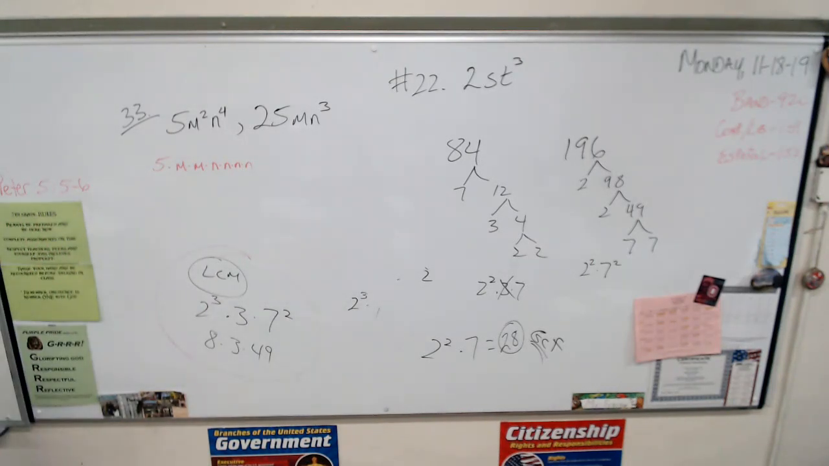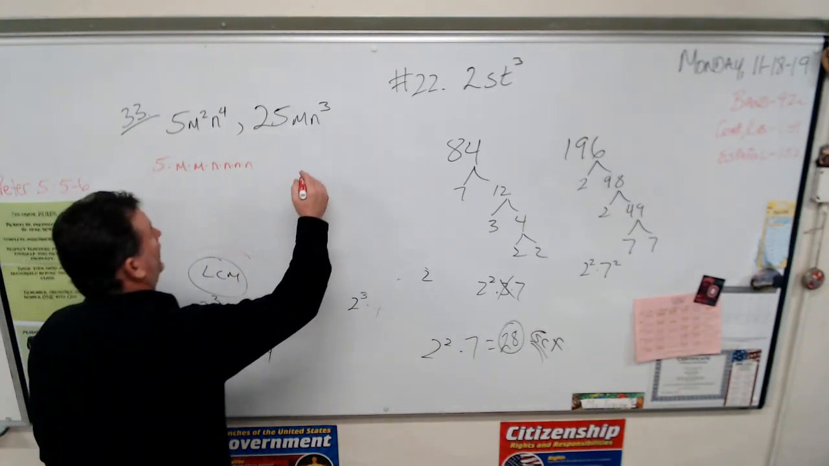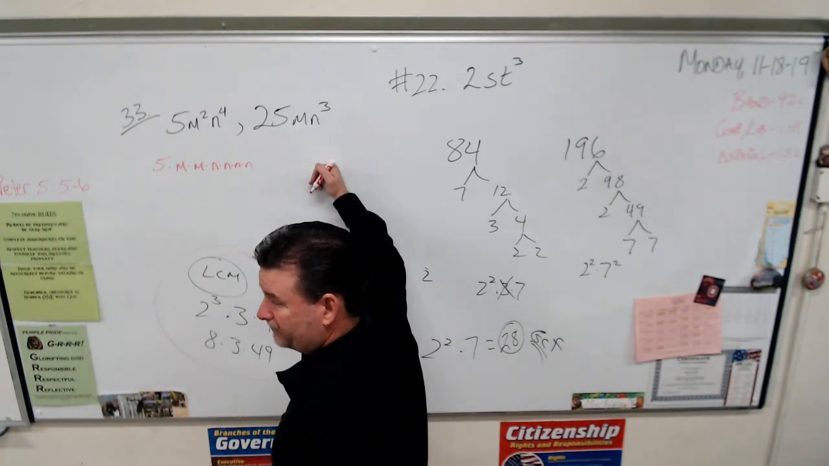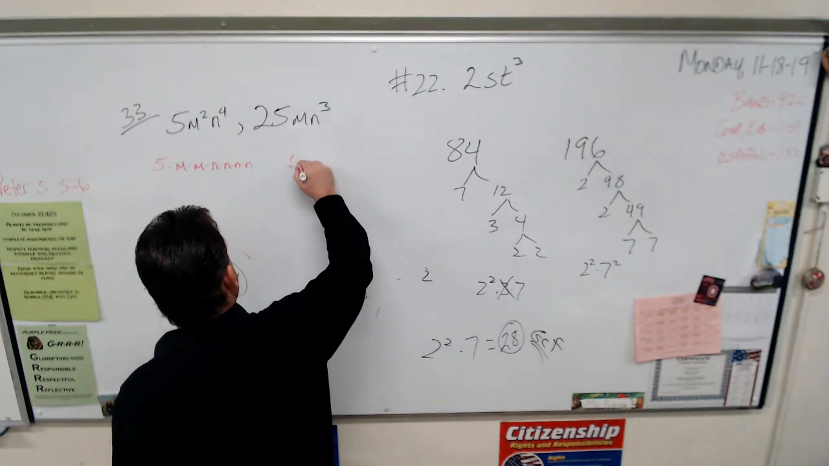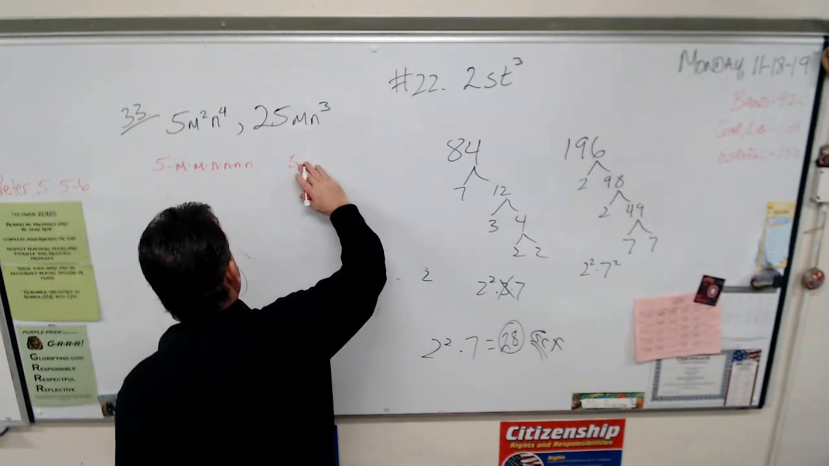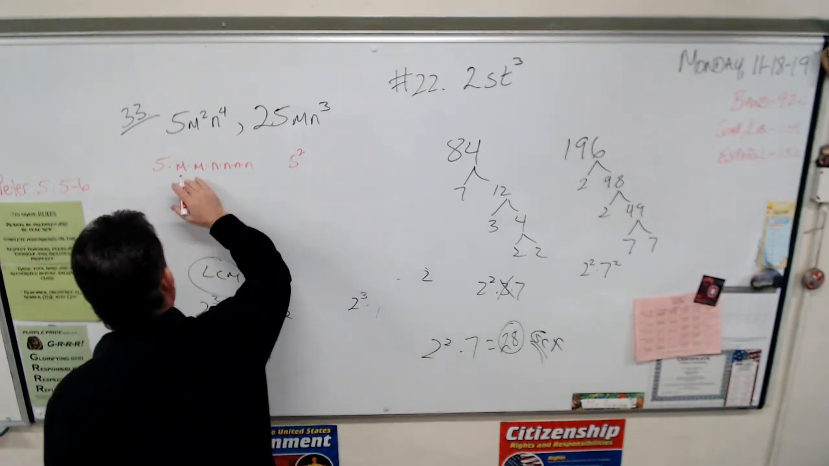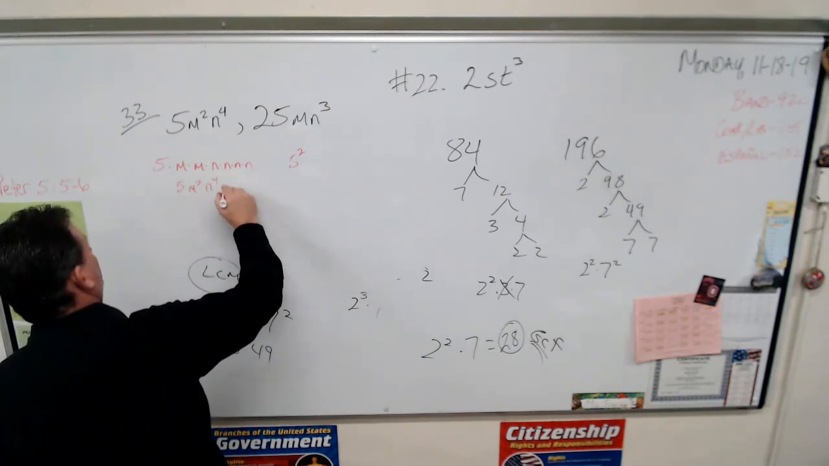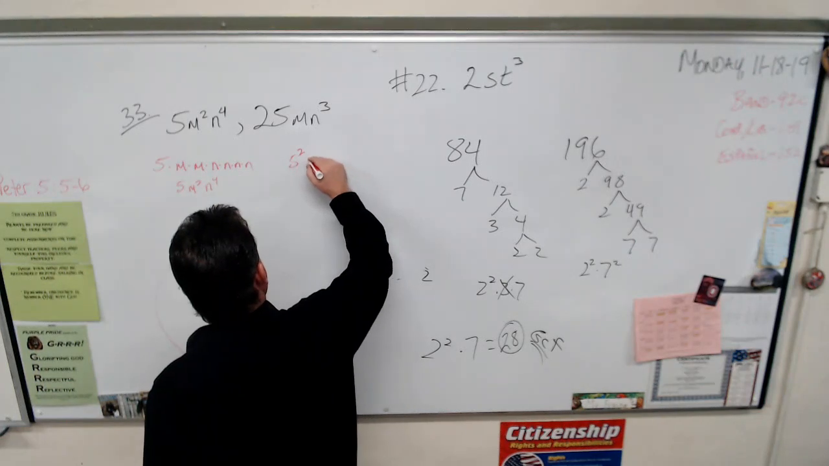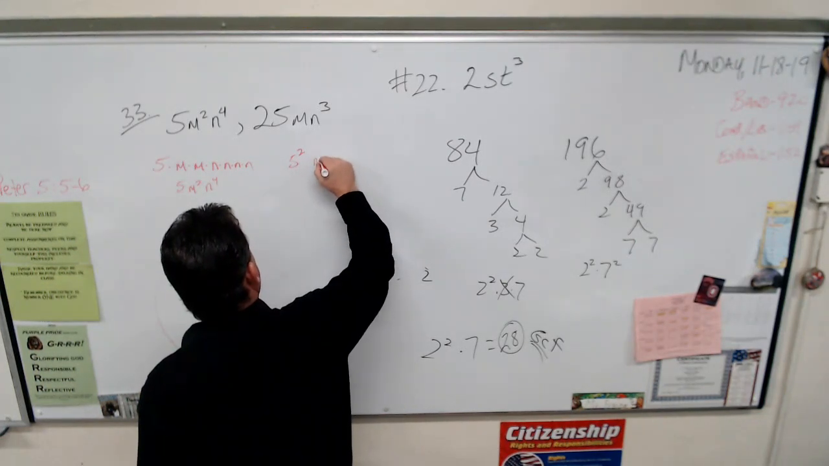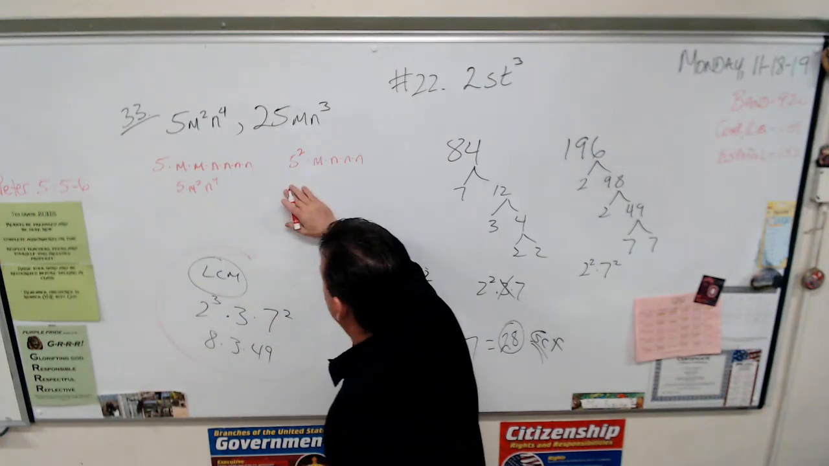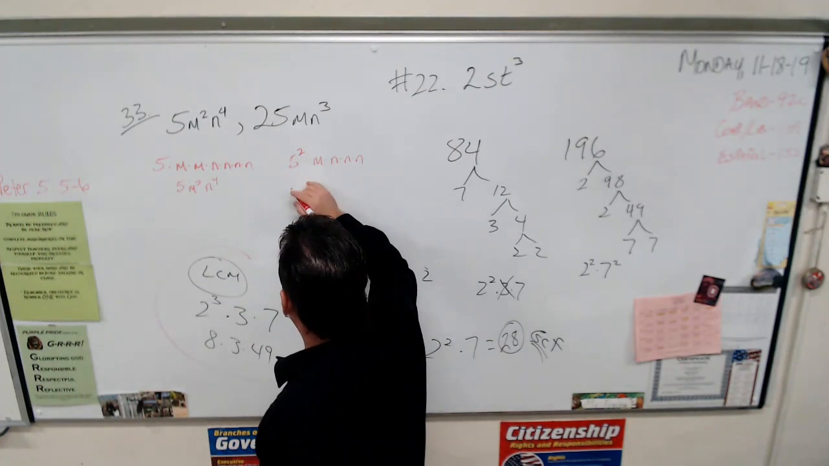You with me so far? Yeah. 25 broken down to its prime factors is two 5s, right? So it's 5 times 5, or 5 squared. So this is 5m squared n to the 4th. This is 5 squared times m times n times n times n. So we got to use all factors to their highest power.